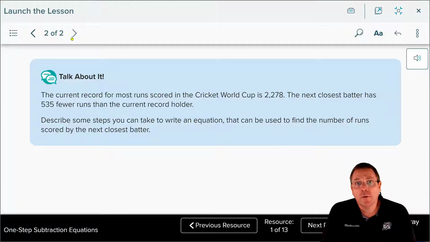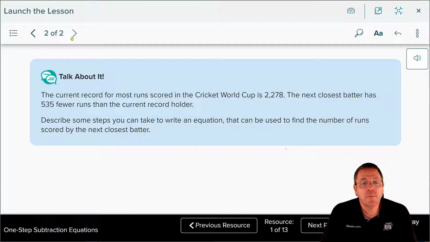The current record for the most runs scored in a Cricket World Cup is 2,278. Sounds like cricket might be a little more exciting than baseball, because baseball is like watching paint dry. Just my opinion. The next closest batter has 535 fewer runs than the current record holder.